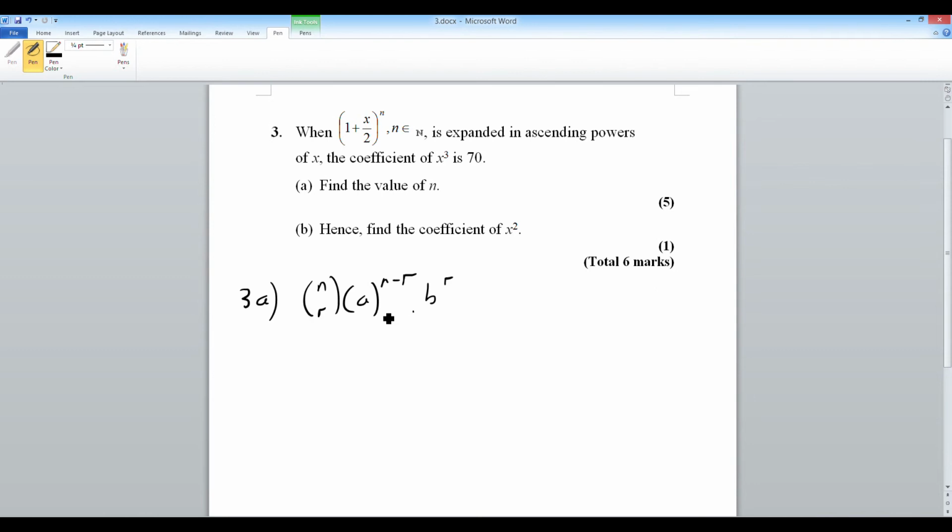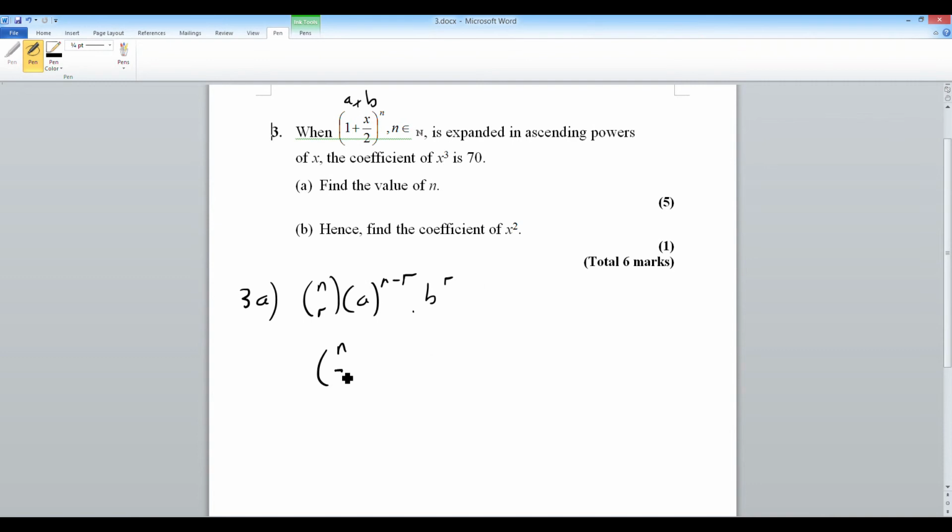So if I take a look here, my nth power, I do not know what it is. Then I want to find the r value. They asked me for the coefficient of x cubed. So in this case I see that this is a and b. So x is in the place of b, and b is raised to the power of r, therefore r has to be 3.